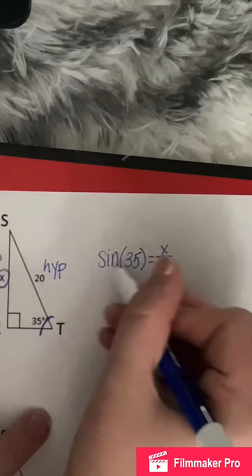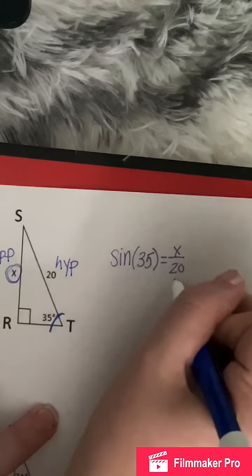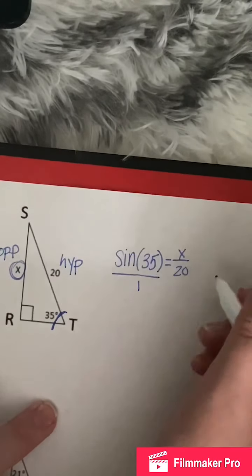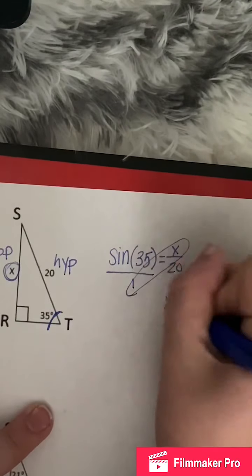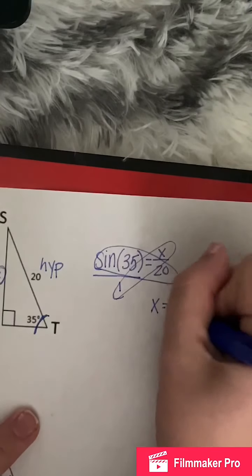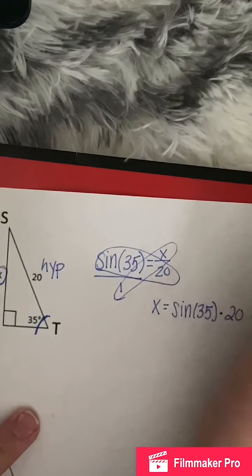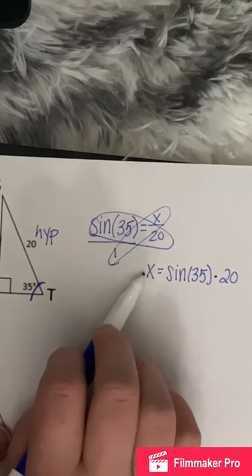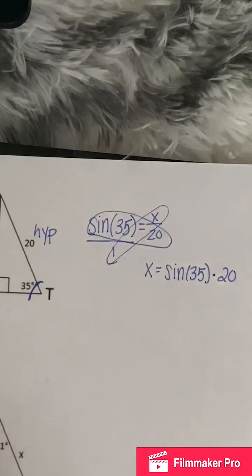Okay, next we would be solving for x, so we have to cross multiply. In order to do that, we need two fractions, so we have to turn this into a fraction by putting it over 1. Then we cross multiply. X times 1 is x. Sine of 35 times 20. So x equals sine of 35 times 20. Then we would solve for x. X is already alone, so I just have to simplify this side. Sine of 35 times 20.